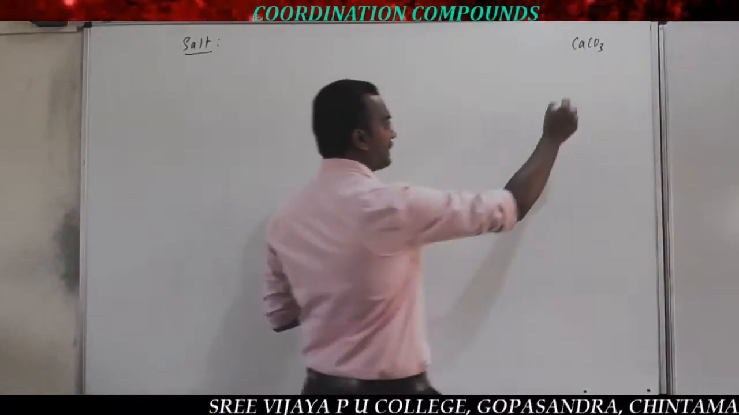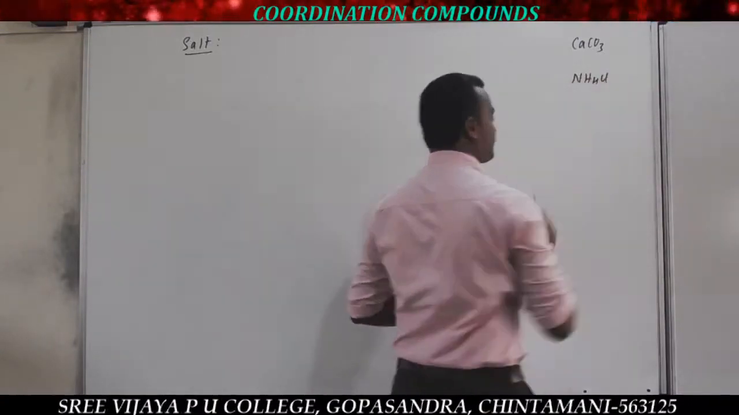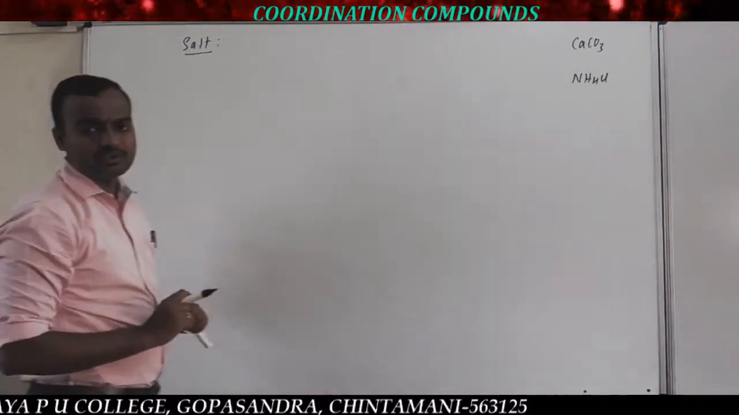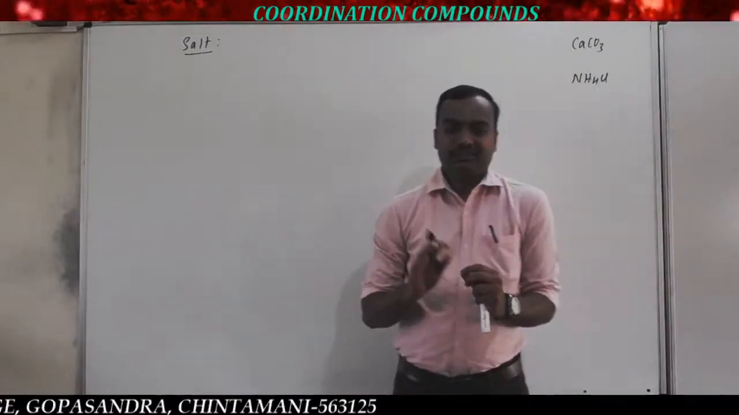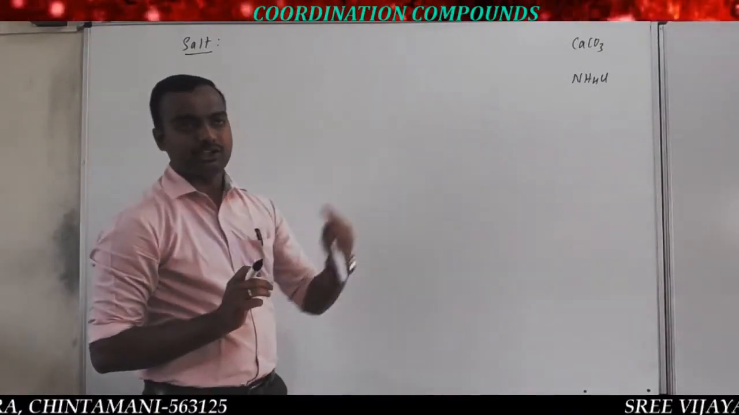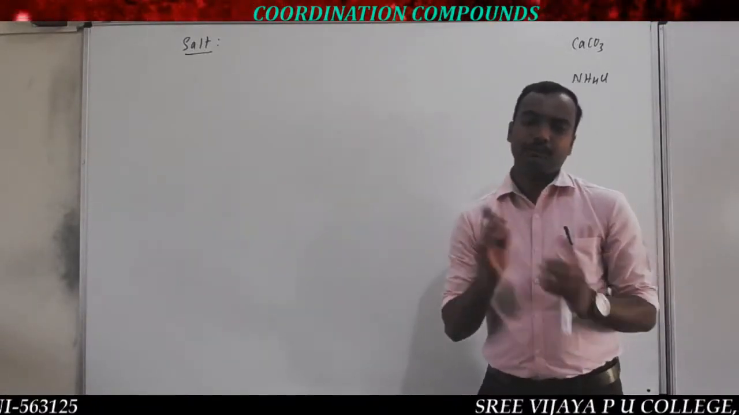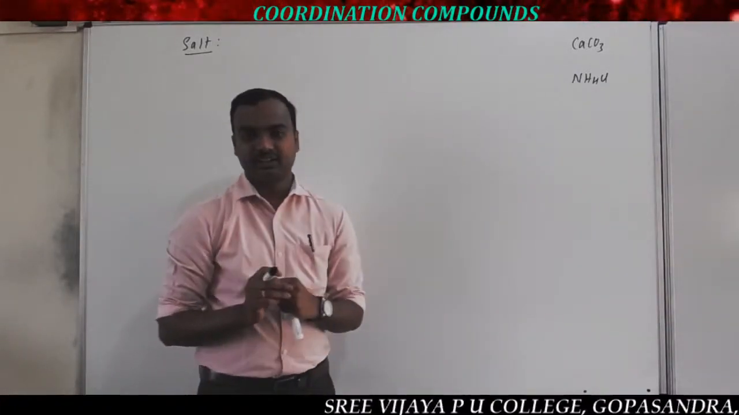Let me take another example, that is ammonium chloride. That is another salt. So how are salts formed? Salts are formed by the reaction of acids and bases. Let me take HCl, hydrochloric acid, and NaOH, that is a base. By the combination of this acid and base, we will get salt plus water. The reaction between acid and base is called a neutralization reaction.